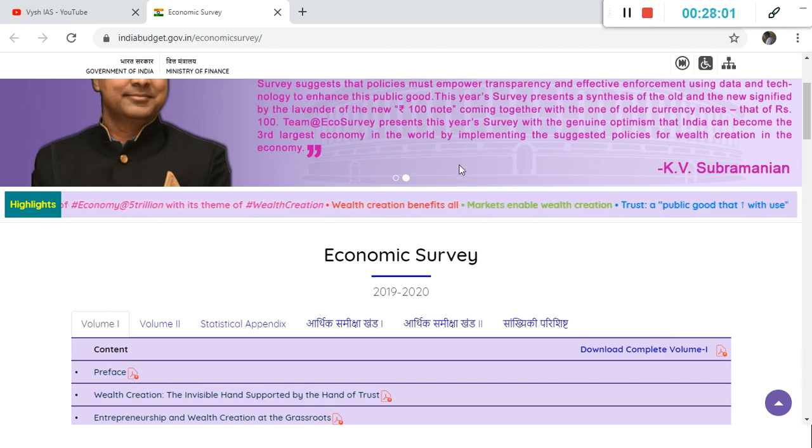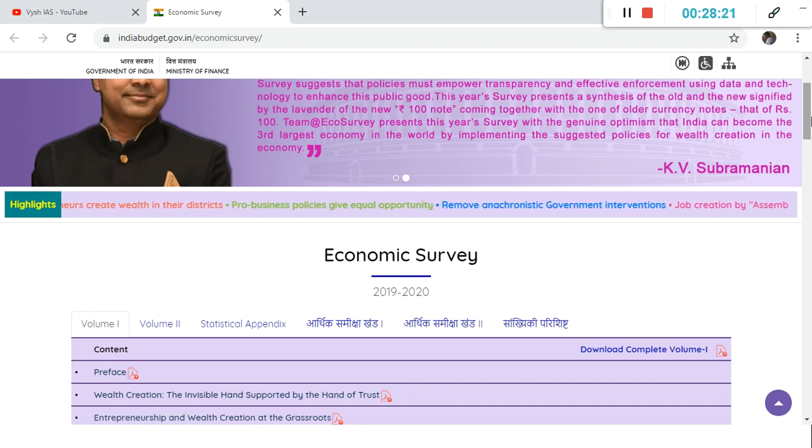This time it is this lavender color, which is actually the new 100 rupee note. You would have seen the new 100 rupee note. See here, it's written lavender of the new 100 rupee note. They are trying to show the change from the old currency to the new currency, and we are going to create more and more wealth. Okay, wealth creation. You would have seen the new packages being announced now, all these things. It's all about wealth creation. So the theme is that.